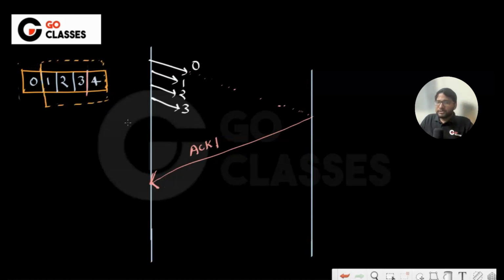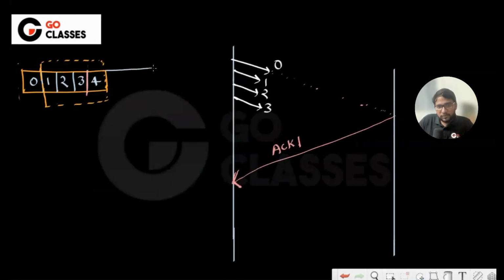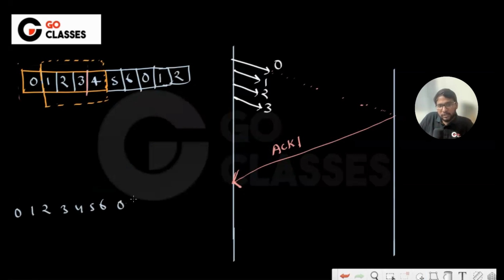Cool. Now suppose you have many packets to send, which means after here also you have many other packets. Let's suppose the sequence numbers I have available are just 0 to 6. Then it is again 0, 1, 2, 3, 4, 5, 6, then 0, 1, 2, 3, 4, 5, 6, then 0, 1, 2, 3, 4, 5, 6, like that, right? Is this numbering fine?